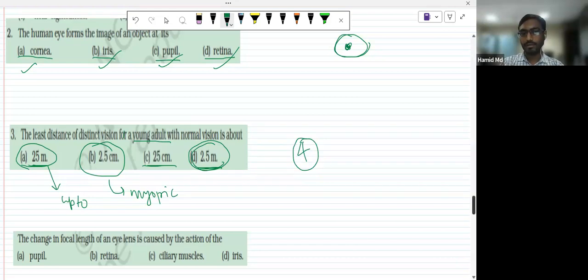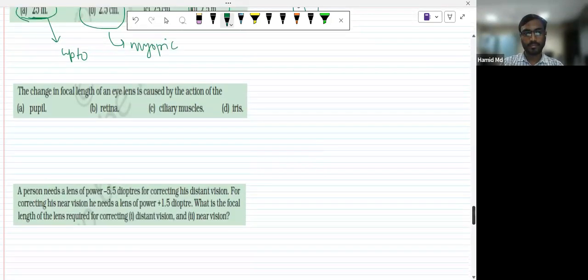The next one is change of focal length, ciliary muscles. So what about these two? Let's put some light on these. We already discussed retina, iris, and pupil. So this time it is ciliary muscles.